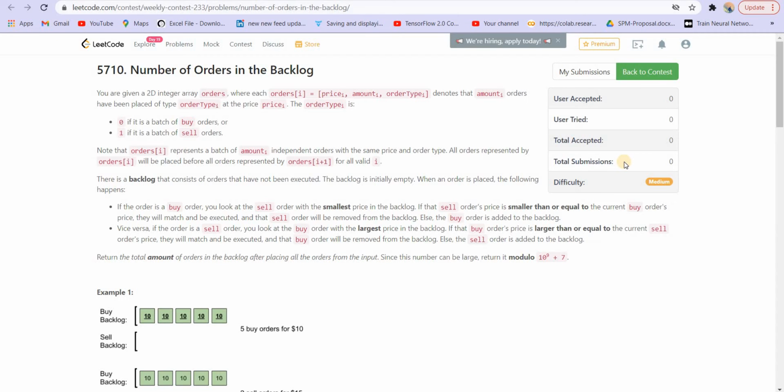Note that order i represents a batch of amount i independent orders, the same price and order type. All orders represented by order i will be placed before all orders represented by order i plus 1. For all the valid i, there is a backlog that consists of orders that have not been executed. The backlog is initially empty. When an order is placed, the following happens. If the order is a buy order, you will look at the sell order with the smallest price.